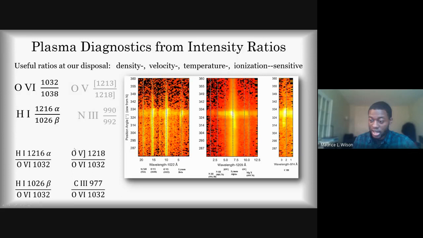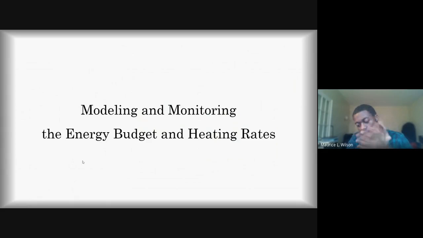Especially in this case, oxygen, same element, different ion, different ionization state, oxygen 5 versus oxygen 6. Once that ratio changes, that can be a helpful indication of the change in your ionization states. So those are the methods that we're using to constrain the physical properties, and how we're using the observations to constrain the models.